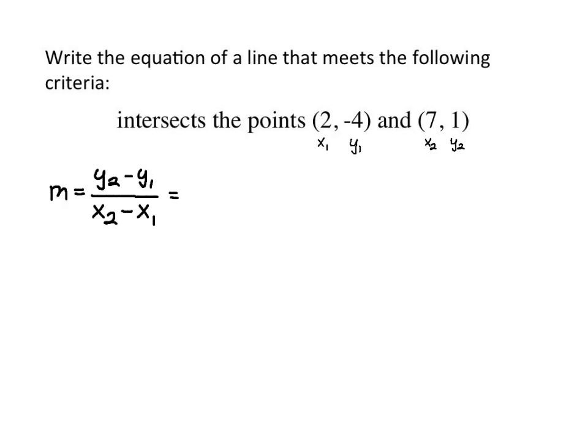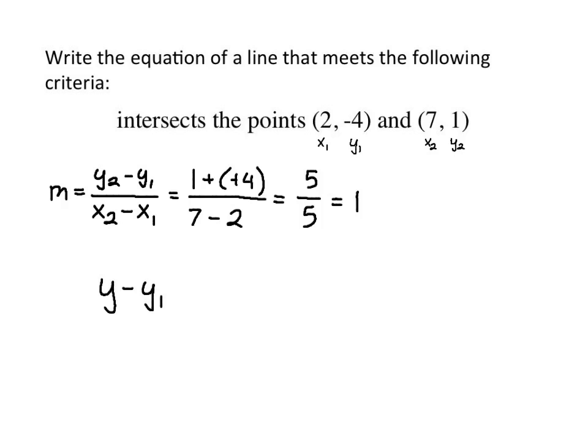So plugging this in, y2 minus y1, that looks like our y2 is 1 minus a negative 4, or in other words, 1 plus 4 for our rise, over, for x2, 7 minus 2. And 1 plus 4 and 7 minus 2 both come out to be 5, so 5 over 5, or in other words, our slope value is simply 1. So now all we have to do is plug into our slope point form equation. y minus y1 equals m times x minus x1.